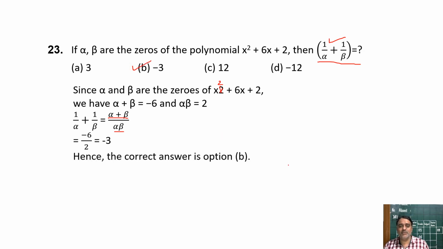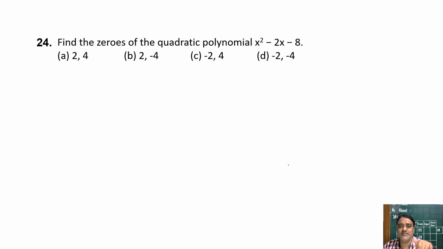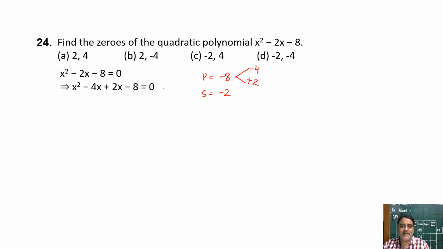So now we are moving toward question number 24. Find the zeros of the quadratic polynomial x square minus 2x minus 8. Okay. So first we will equate it with 0. Now we will factorize. The product here is minus 8 and the sum is minus 2. So we need two factors of 8 whose difference is 2. 4 and 2. Because the sign of the sum is negative, therefore minus 4 plus 2. This is clear? Yes. Right. So minus 4x plus 2x.